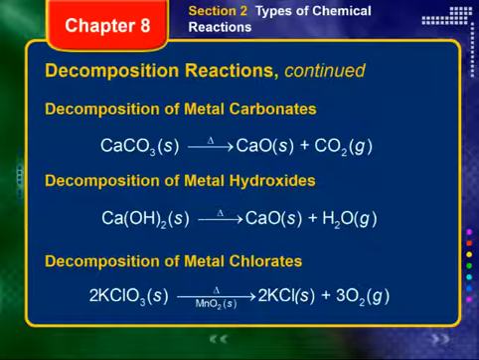Notice for each of these, you're going to have to heat the substance in order to get it to decompose. And for the last one, you actually need a catalyst as well. But notice on every single type of decomposition reaction, you have one substance breaking down into at least two different substances. There may be 3, which is a little bit more rare, but at least 2.